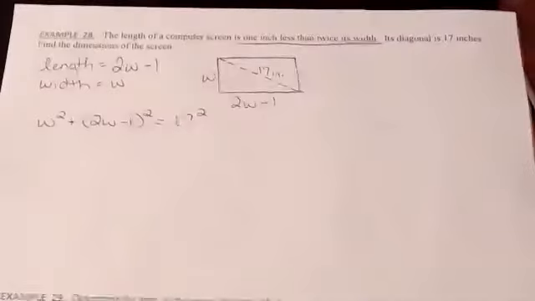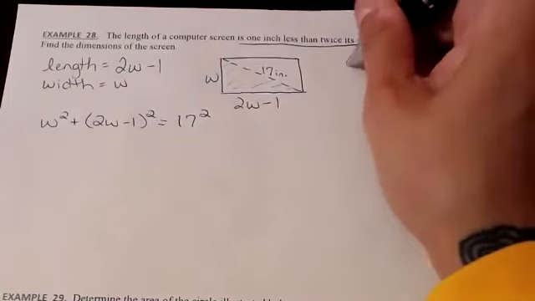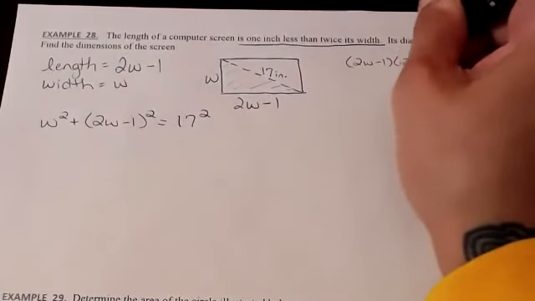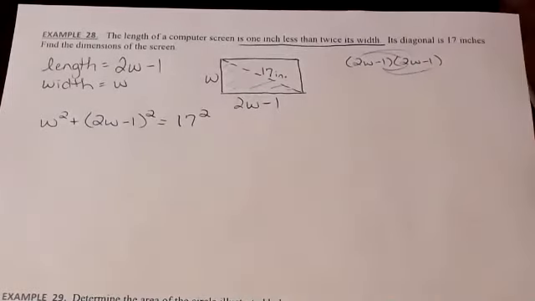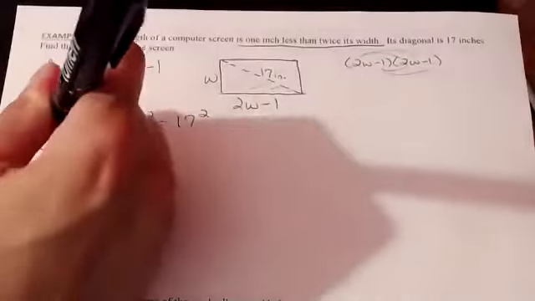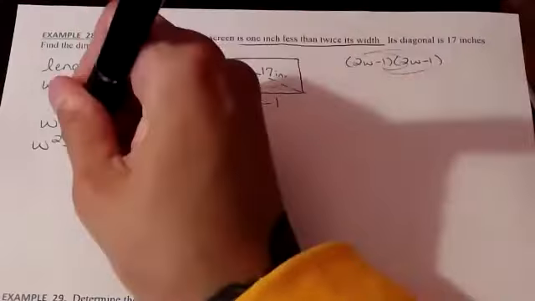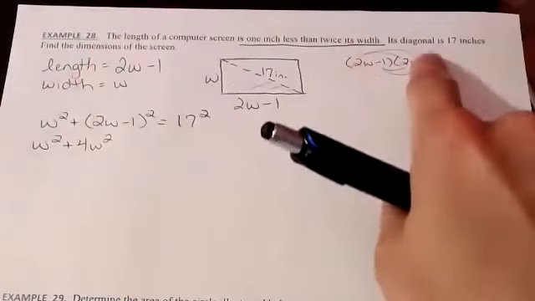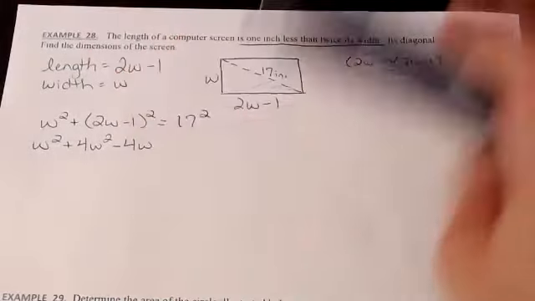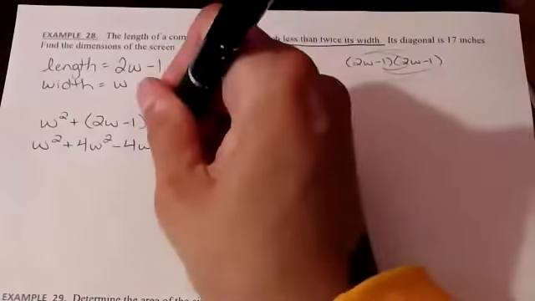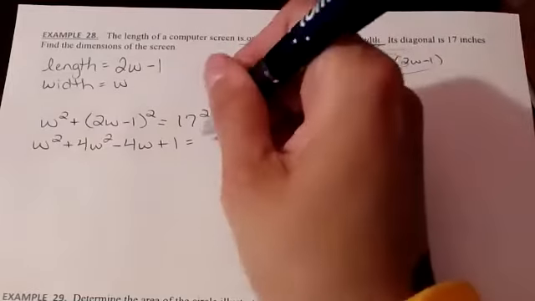I'm into it. And that's equal to C squared. All right, let's do the math. 2W minus 1 squared. We're going to write it out twice. If it helps, write it out on the side just so that you can visualize that distribution. So we have W squared plus 4W squared minus 2W minus another 2W, which is minus 4W plus 1. And that's equal to 17 squared, which is 289.